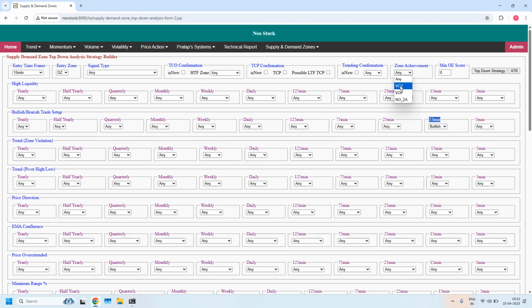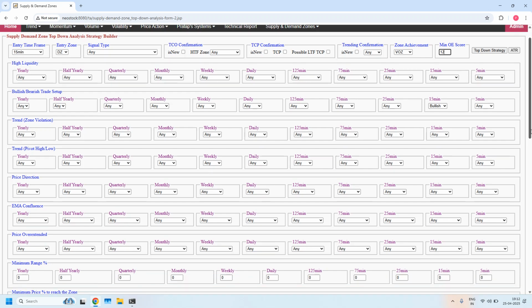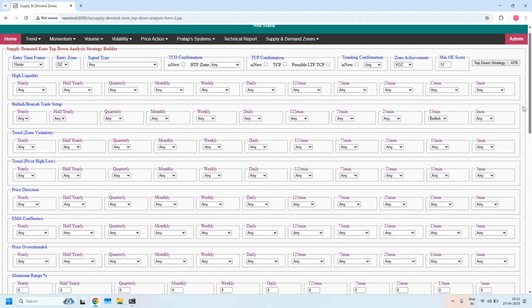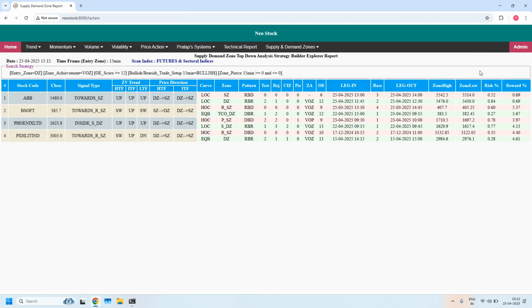Zone achievement VOZ, and minimum odd enhancer score should be 12. And this 15-minute demand zone should not be pierced. So that's why in the pierced count parameter at 15 minutes time frame, I am setting minimum value 0, maximum value 0. So 15-minute demand zone should not be pierced. So with these filters, we got 4 stocks.